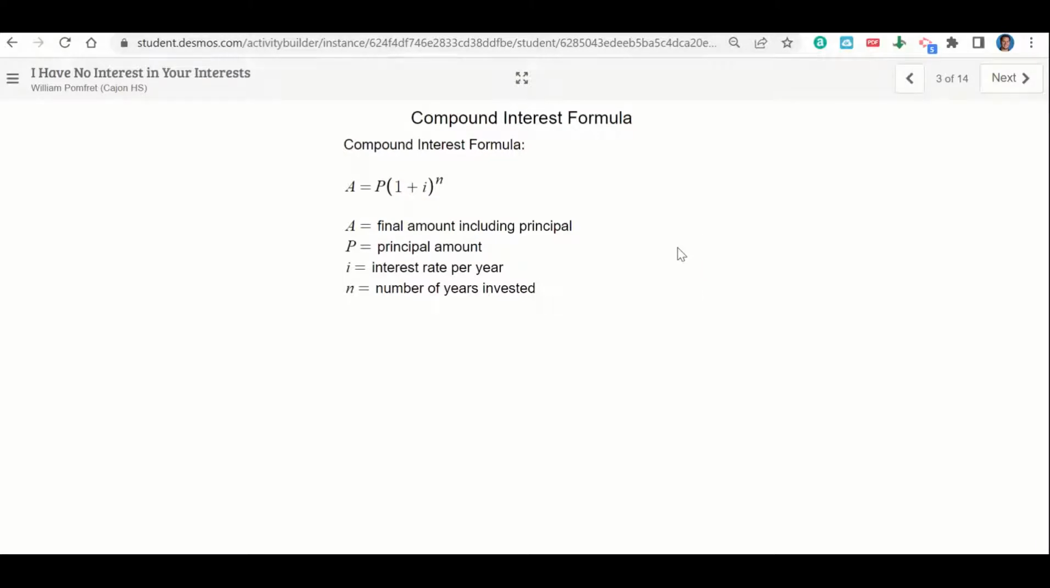Now here's the formula for compound interest. So the compound interest formula is A equals P times 1 plus I to the n. Now A is the final amount including the principal, so that means the total amount of money that you end up with. P is the principal amount, which means how much money you put into the account originally. I is the interest rate, which means how much money you're getting in return. And N is the number of years invested, so how long you left your money in the bank.